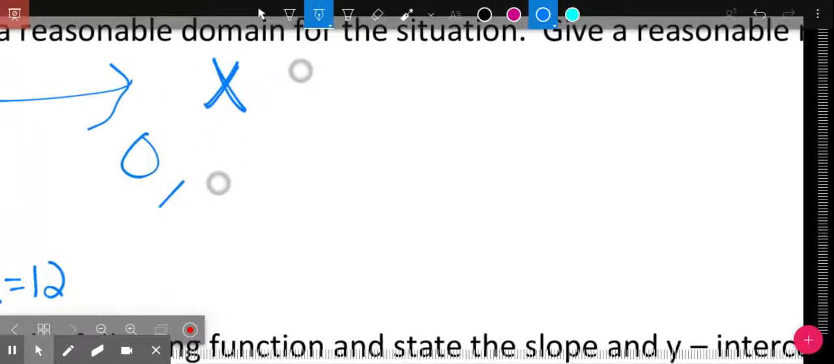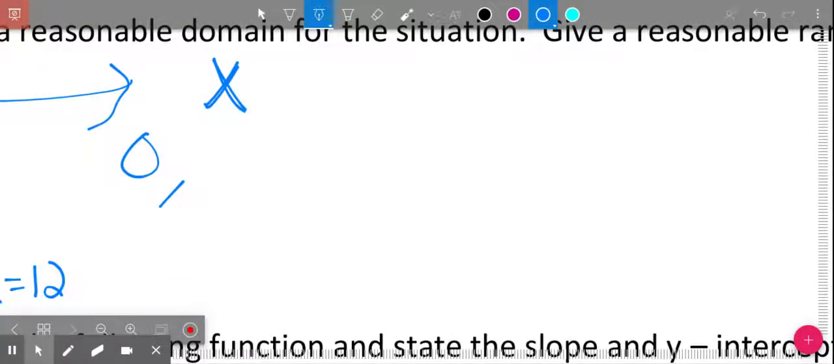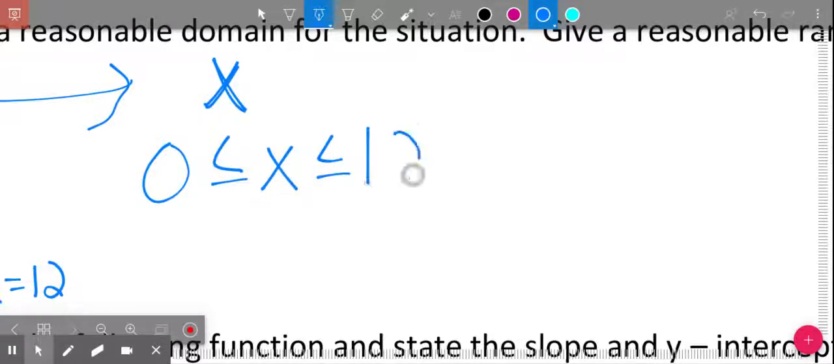So my domain is going to be from 0 to 12. So we're going to say 0 is less than or equal to x, which is less than or equal to 12, because that's whenever it was out of water. So if I would graph this, it would go from 0 to 12.